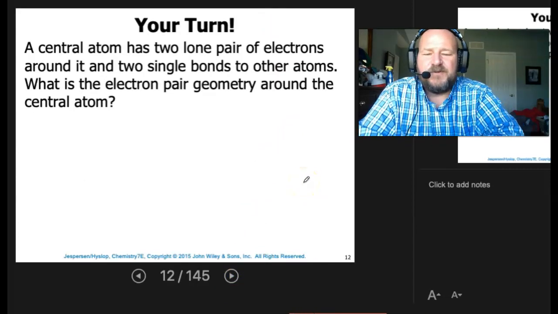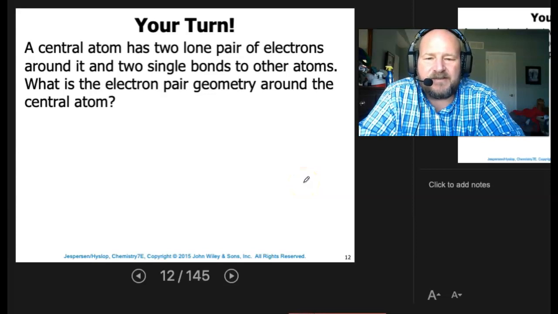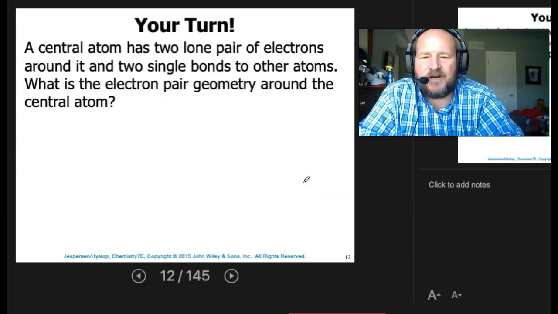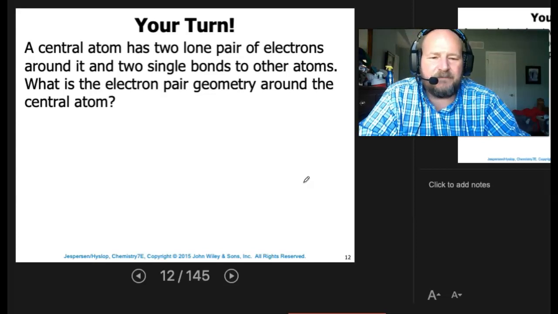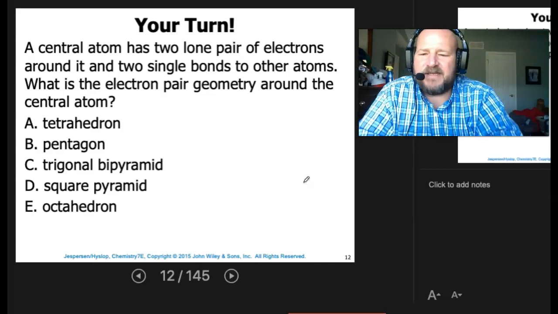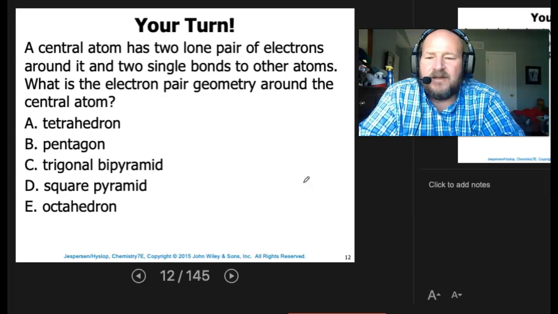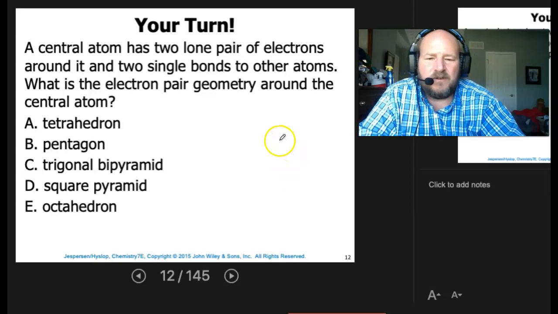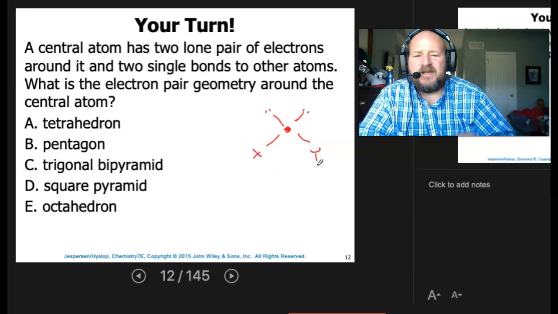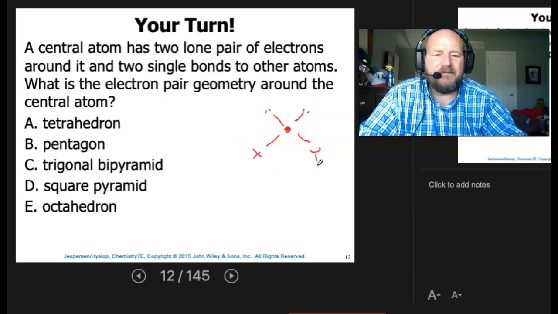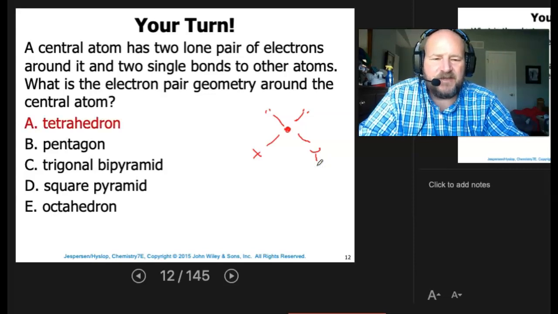Now, a central atom has 2 lone pair of electrons around it and 2 single bonds to 2 other atoms. What is the electron pair geometry around the central atom? Tetrahedron, pentagon, trigonal bipyramid, square pyramid, or octahedron? So we have a central atom, two lone pair, and two single bonds to two other atoms. What is the electron pair geometry? Well, if we have 4 total domains, that means it's going to be a tetrahedral.